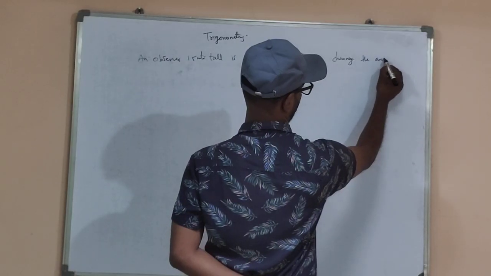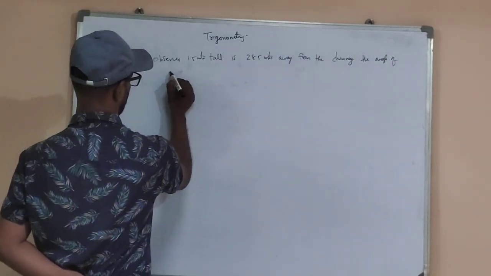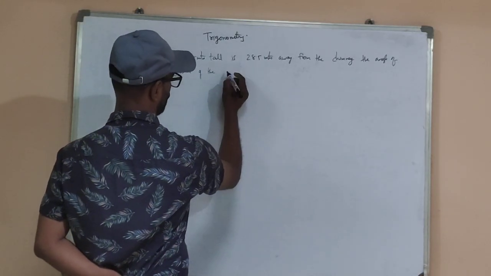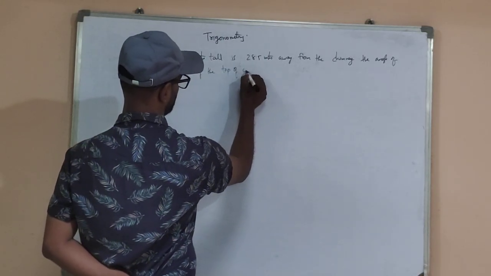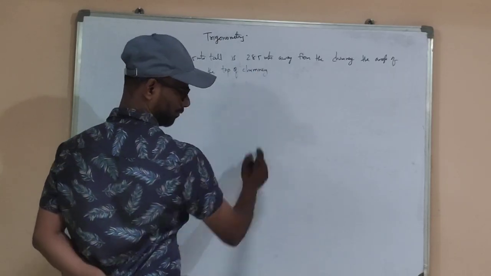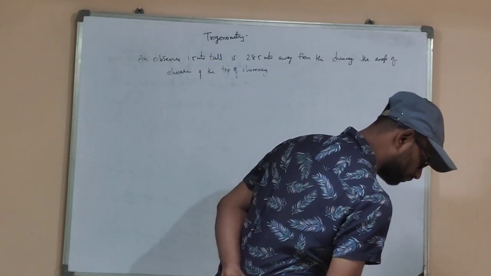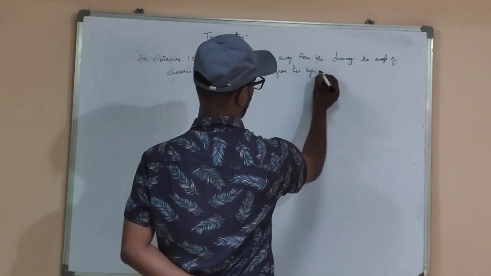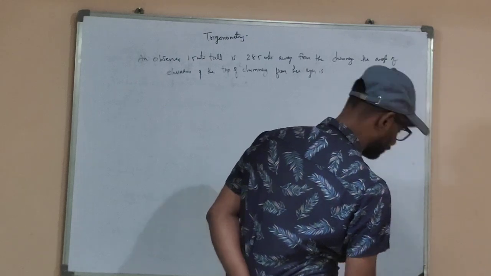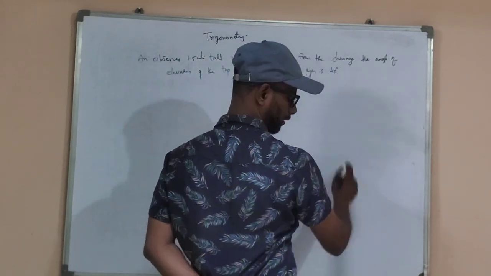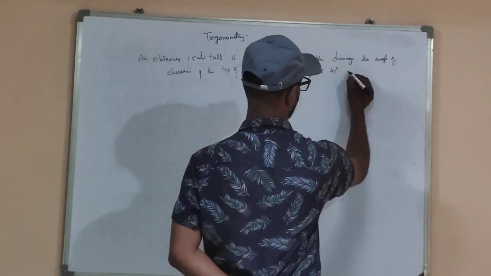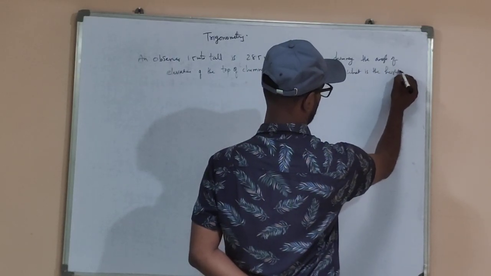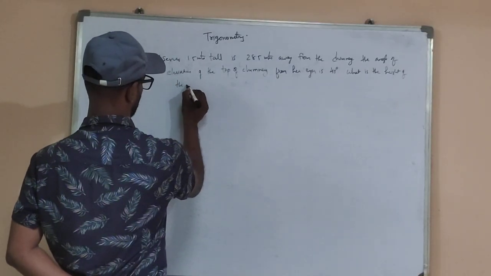The angle of elevation of the top of the chimney from her eyes is 45 degrees. What is the height of the chimney?